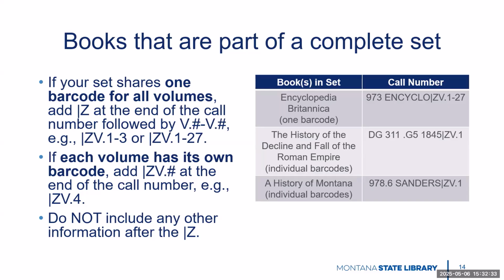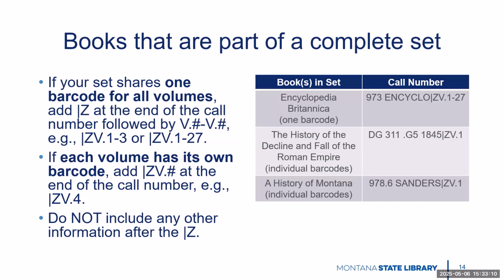If your set shares one barcode for all volumes in the set, we know some libraries do that, in this case you're going to add the bar Z at the end of the call number, and then add a V period, and then the full number of volumes separated with a dash or a hyphen. So for example, Sanders' History of Montana would be bar Z V period 1-3. And similarly with Encyclopedia Britannica, for volumes 1 through 27 or what have you.